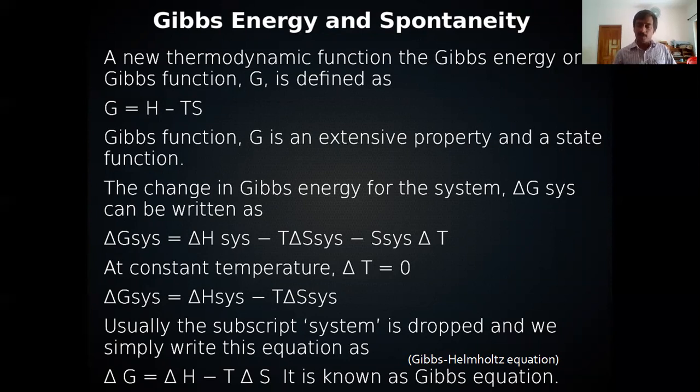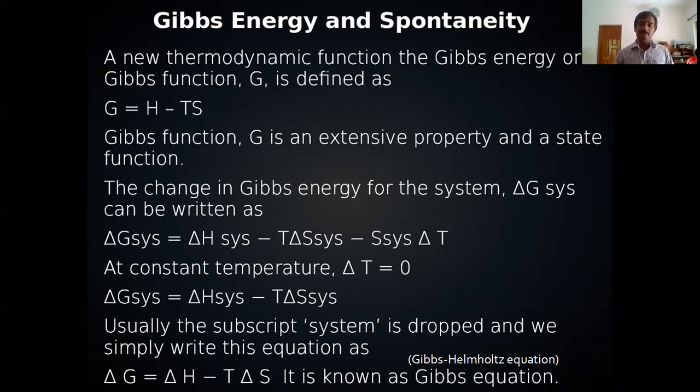What is Gibbs free energy or Gibbs energy? It is the maximum useful work that can be done by a system, and it is defined as G equal to H minus TS. G is Gibbs free energy, H enthalpy, T temperature, S entropy, T in Kelvin scale. And G, Gibbs free energy, is an extensive property and a state function.